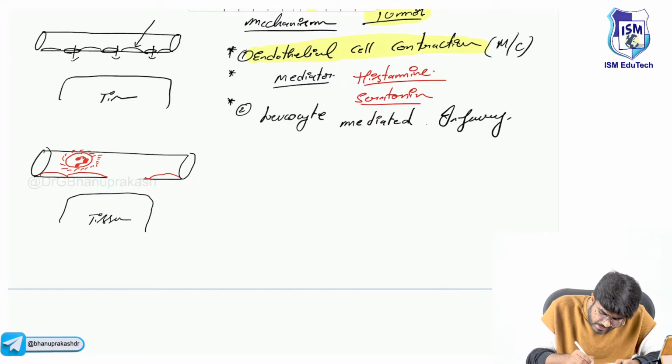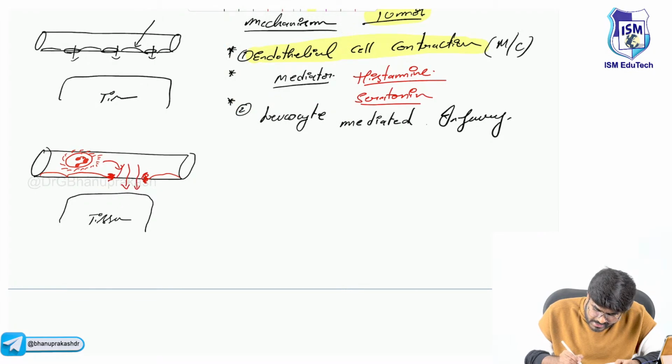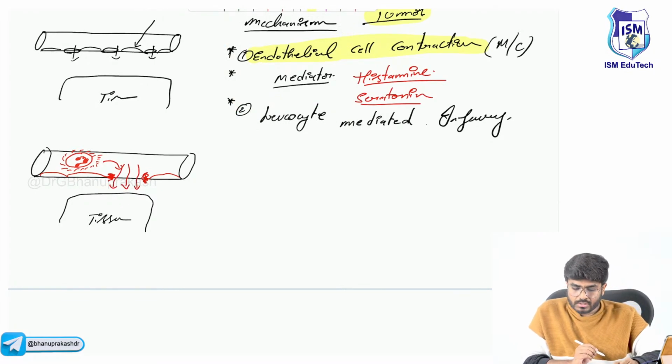When these endothelial cells are damaged, what happens? See, this endothelial cell is getting damaged because of a neutrophil. Now when the endothelial cell is damaged, the fluid, the plasma, can leak through that space into the tissue. So this is called leukocyte mediated injury.